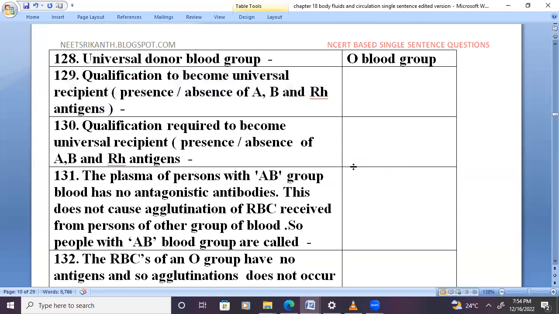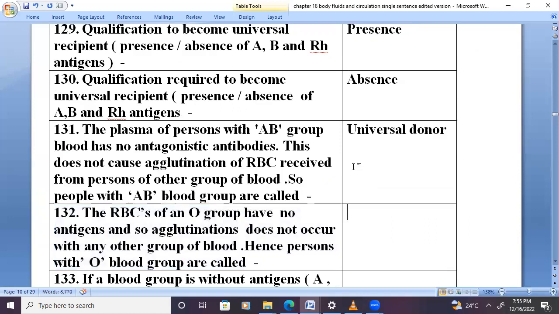Qualification to become universal recipient: presence or absence of A, B and Rh antigens. Absence of A, B and Rh antigens. Plasma proteins of the AB blood group have no antagonistic antibodies, so there is no agglutination of RBCs received from persons of other blood groups. So people with AB blood group are called universal recipients.